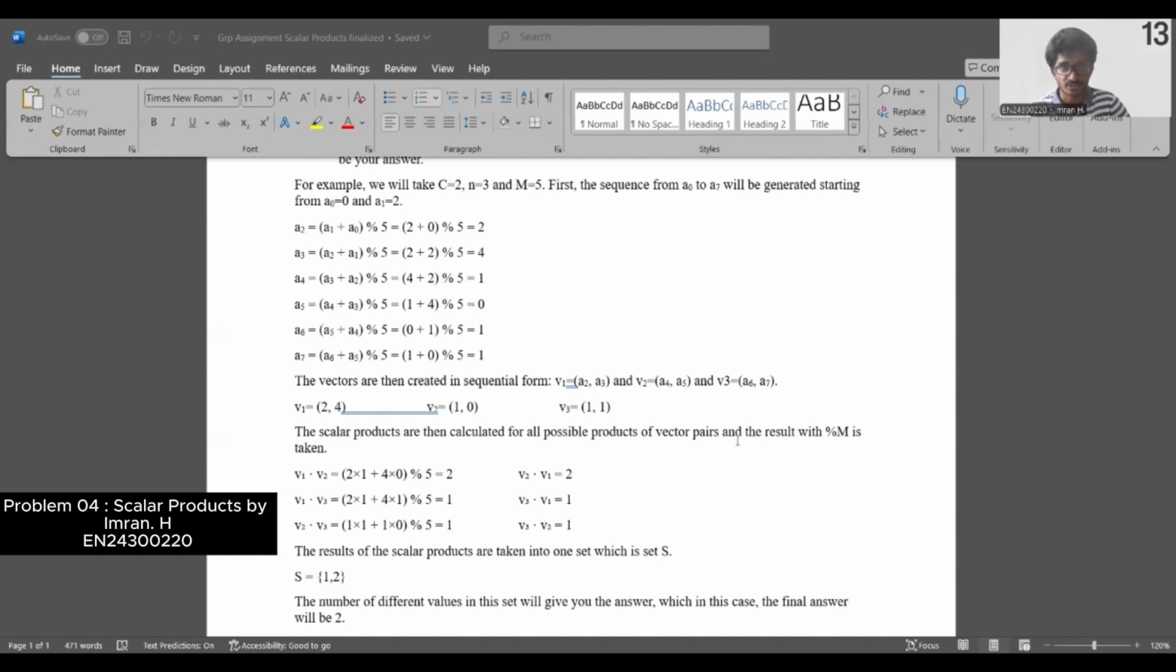From this sequence, pairs of consecutive terms form vectors such as v1 equals (a2, a3), v2 equals (a4, a5), and so on. Different combinations of pairs of vectors are made. We then compute the scalar product for all vector pairs using the formula x1 times x2 plus y1 times y2 modulo m, and store the results in a set. The final output is the count of distinct scalar product values in this set.